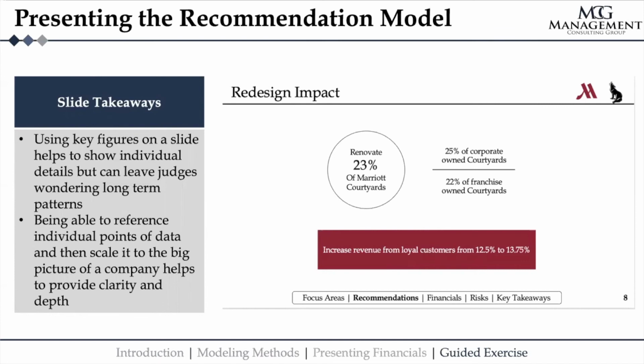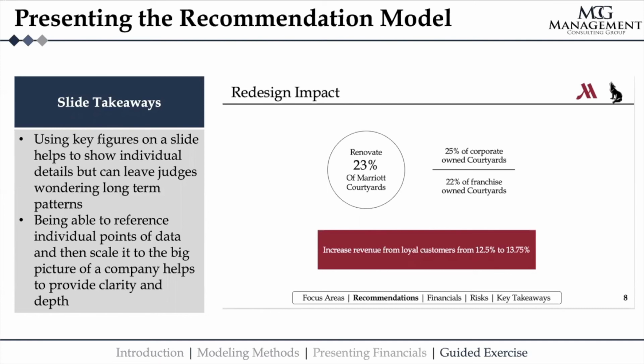We also wanted to make sure that we were able to reference individual points of data and then be able to scale it into the big picture of a company. So as you can see here, we have those key points of having 23% of Marriott Courtyards hotels renovated and having that balance between 25% corporate and 22% franchise owned. And then we tied it back into the bigger picture of how this is impacting Marriott as a whole by showing the increase of revenue from loyal customers from 12.5% to 13.75%. That kind of shows how this is going to tie into the rest of the recommendation.